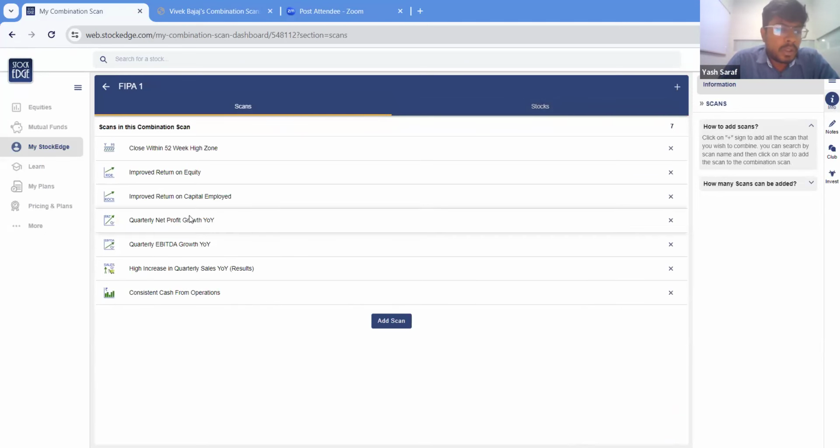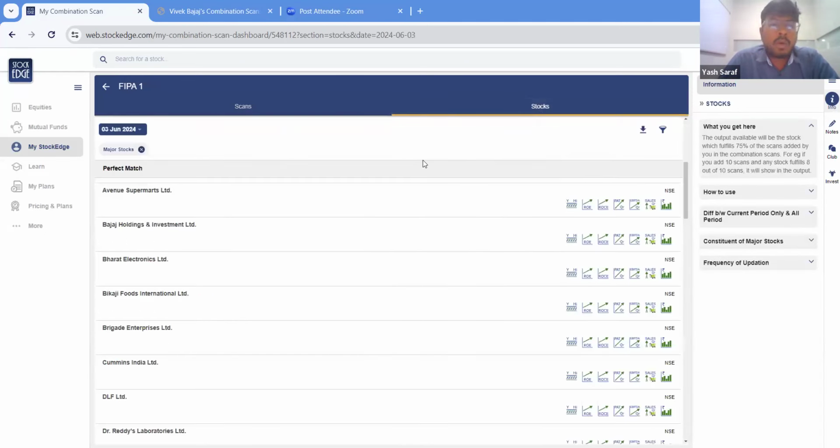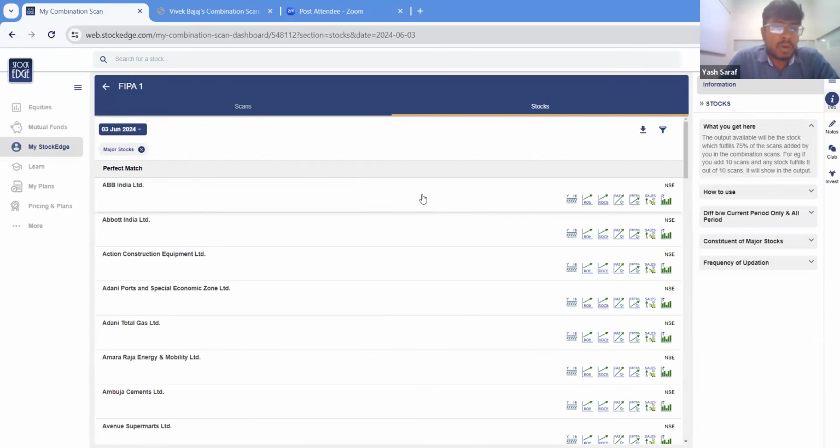So this is all about my combination scans, how to use them, and how to create them. I'm again repeating, just creating a combination scan will not suffice. You need to be very clear about the objective and purpose of the combination scan which you want to make, and only then will it strengthen your analysis and research, and ease your effort of picking stocks.